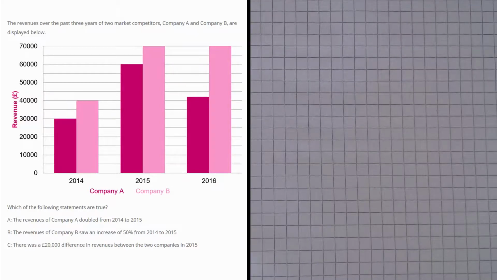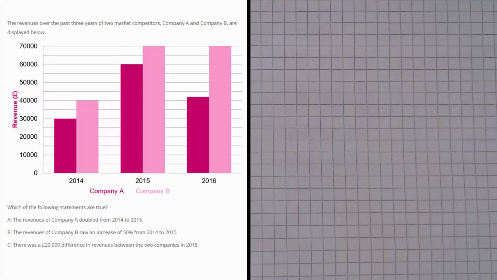So in this question, we are given a bar chart that represents the revenues of two companies over a 3-year period. And the question asks us to state which of the following statements are true. So let's go through them one by one. So let's look at statement A.